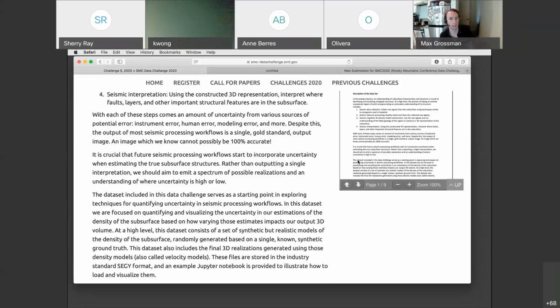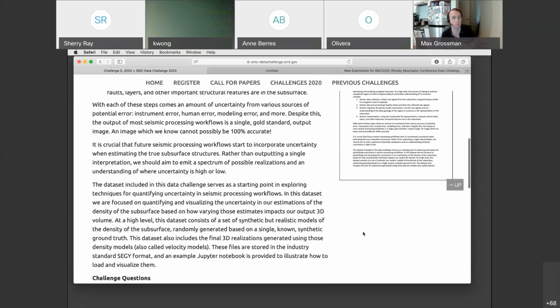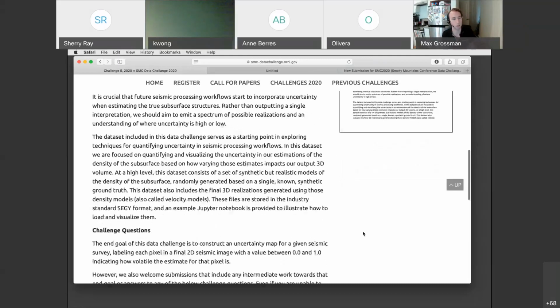But there's also a lot of uncertainty in the velocity model because it is an estimation. If you ask two different geophysicists to generate the seismic velocity model for the same seismic survey, you'll more often than not get two slightly different answers, both of which are equally probable and equally realistic. So this is an important source of uncertainty.